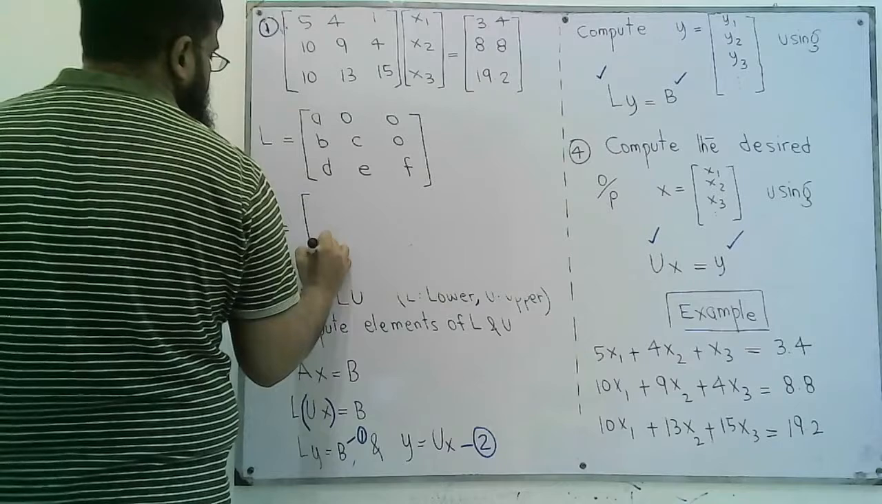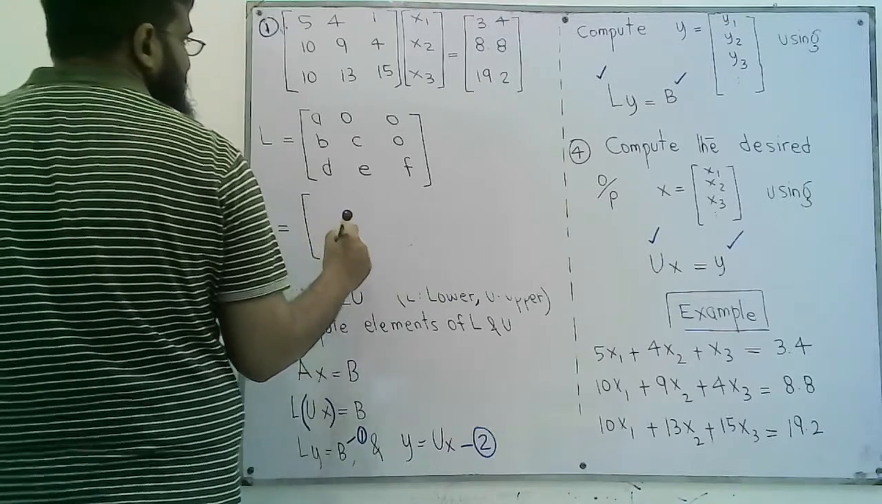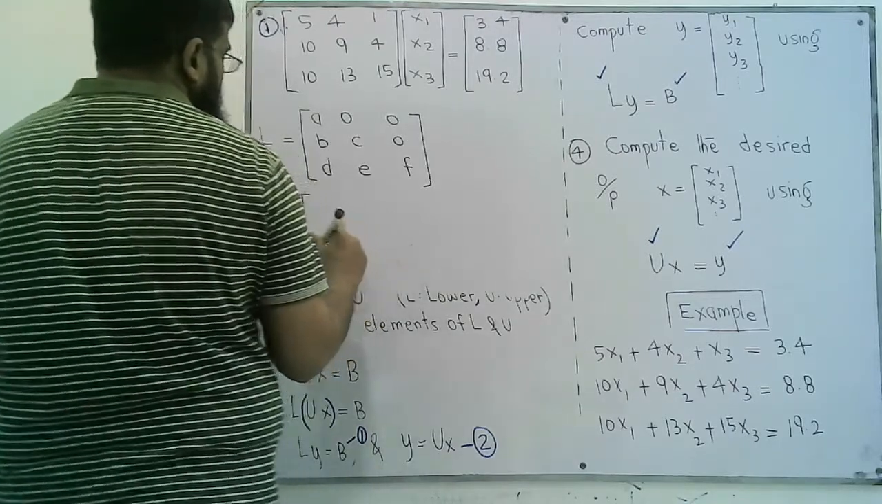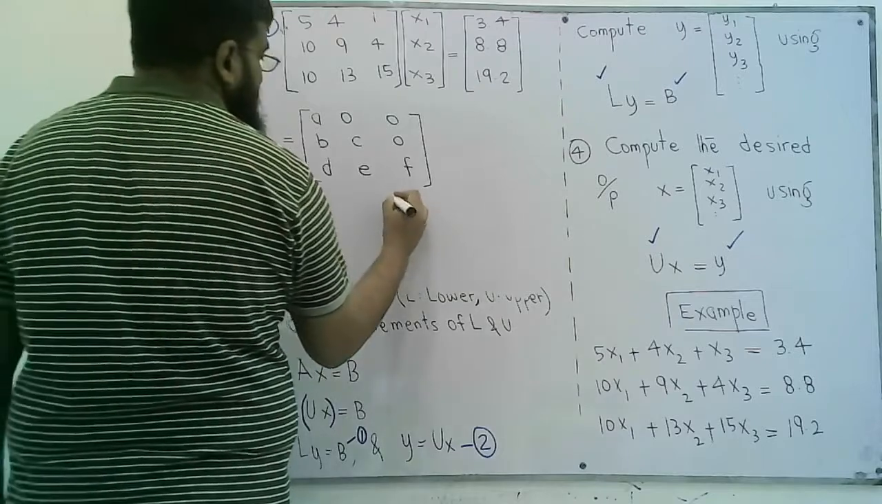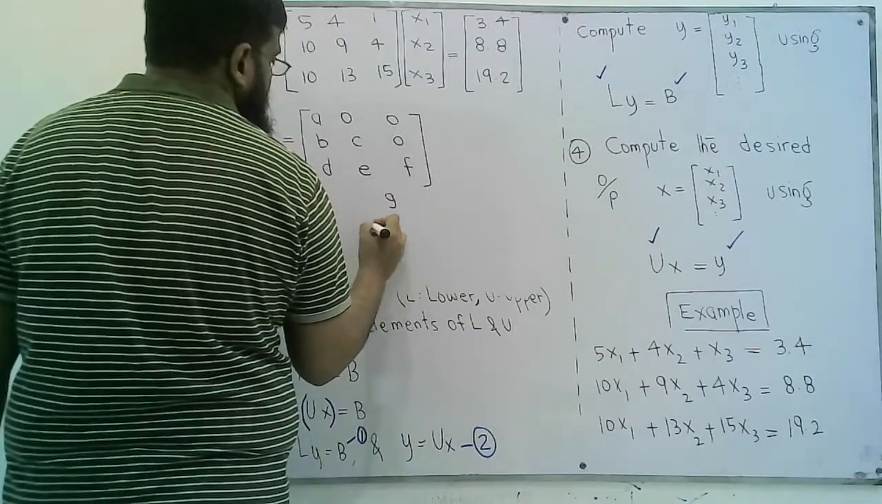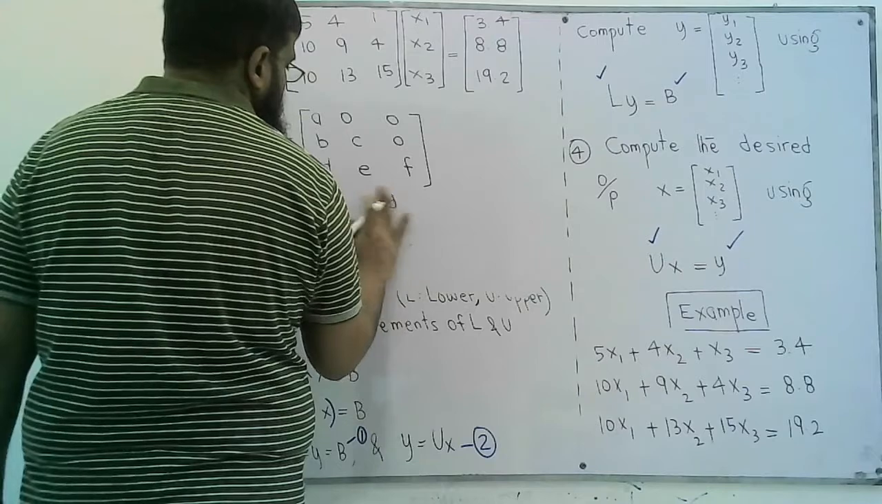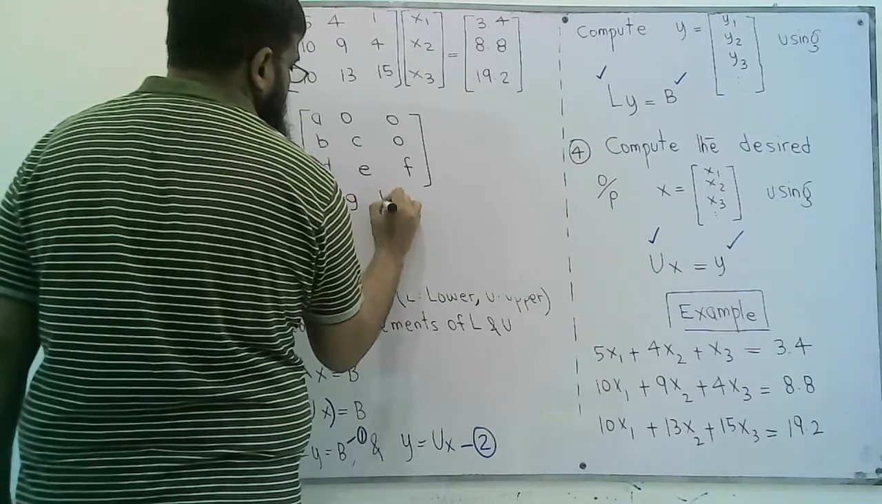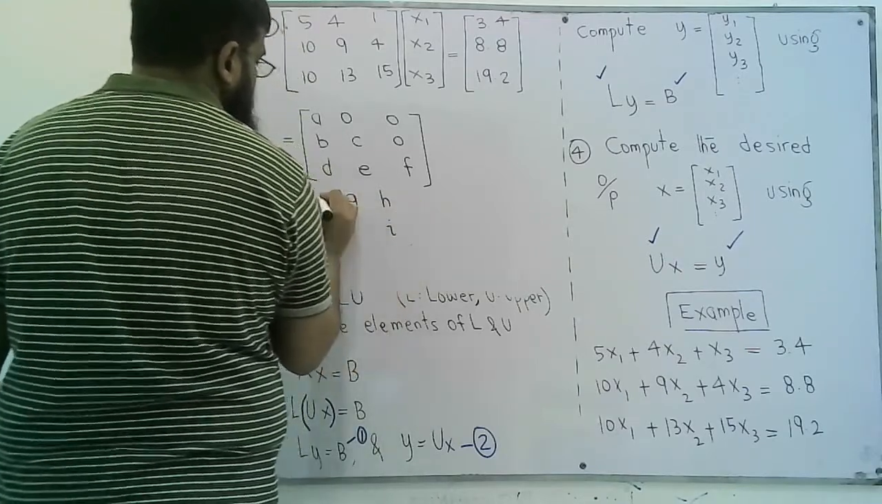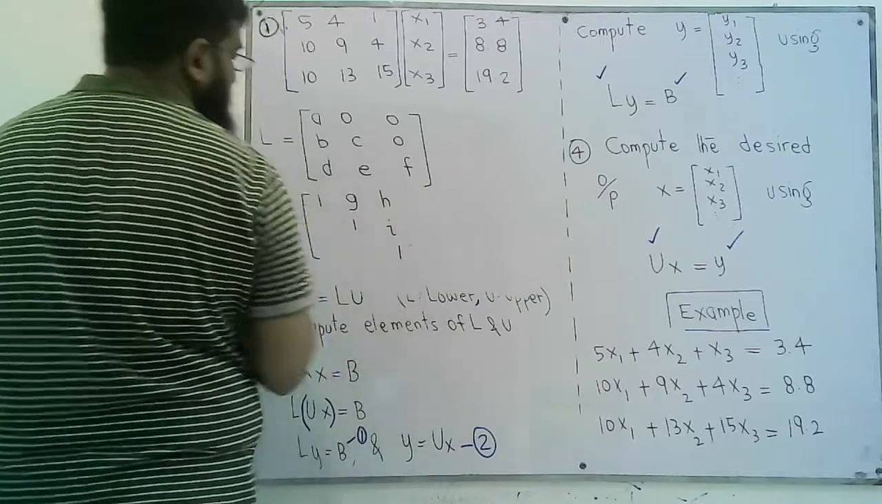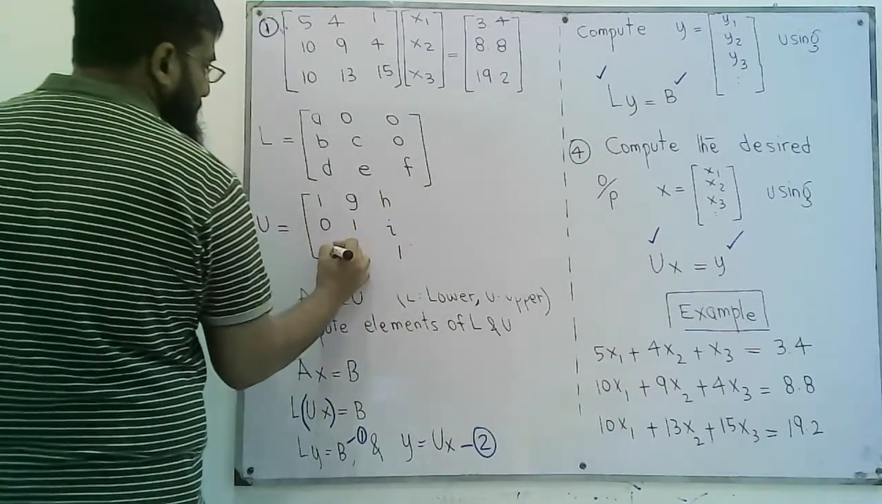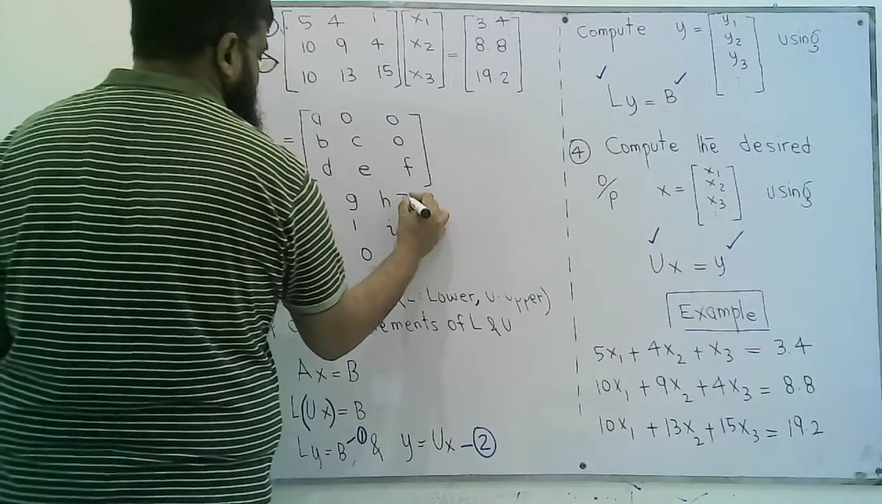U is the upper matrix where we have A, B, C, D, E, F, G, H, and I. On the diagonal we have ones, and in the lower triangle we have zeros.